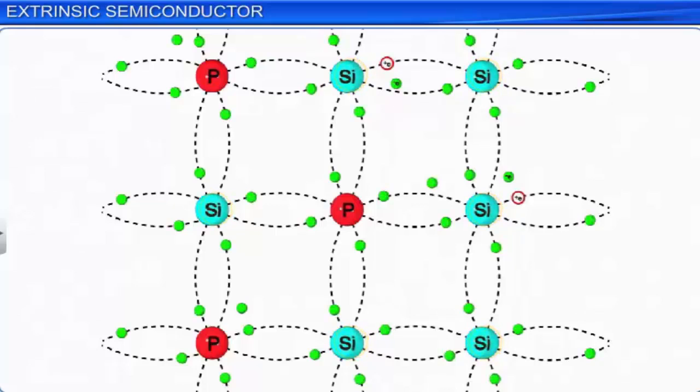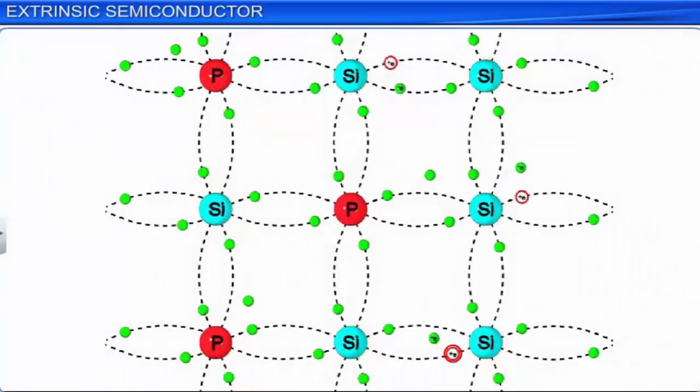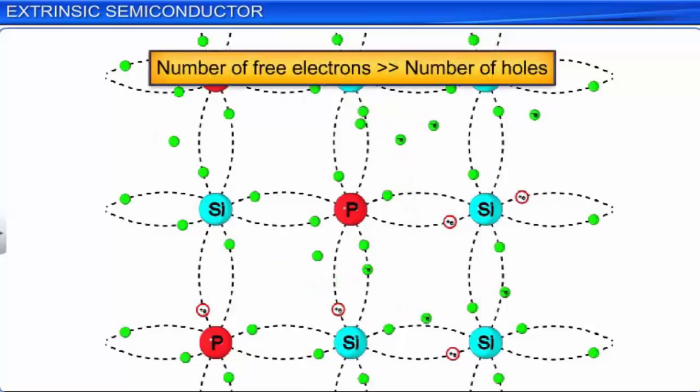Due to the increase in the number of free electrons, the rate of recombination of holes increases. This gives rise to a reduction in the number of holes effectively as compared to the number of free electrons available for conduction. Thus, the number of free electrons in a semiconductor doped with a pentavalent dopant is much larger than the number of intrinsic holes.